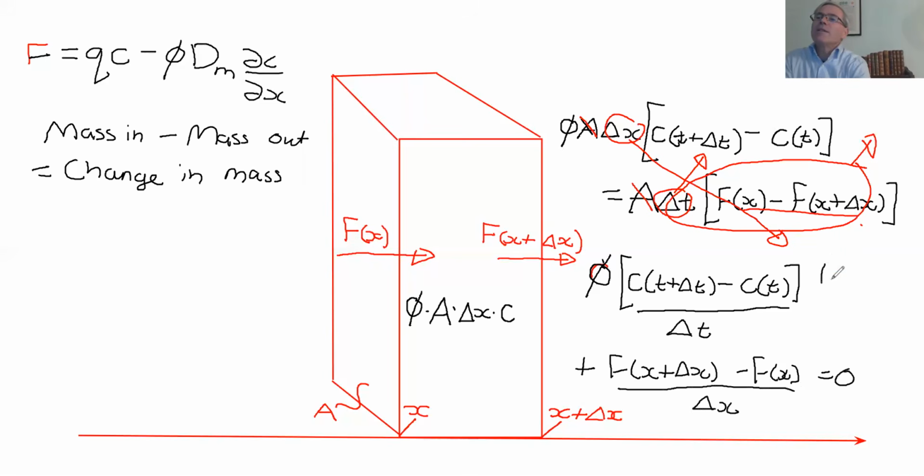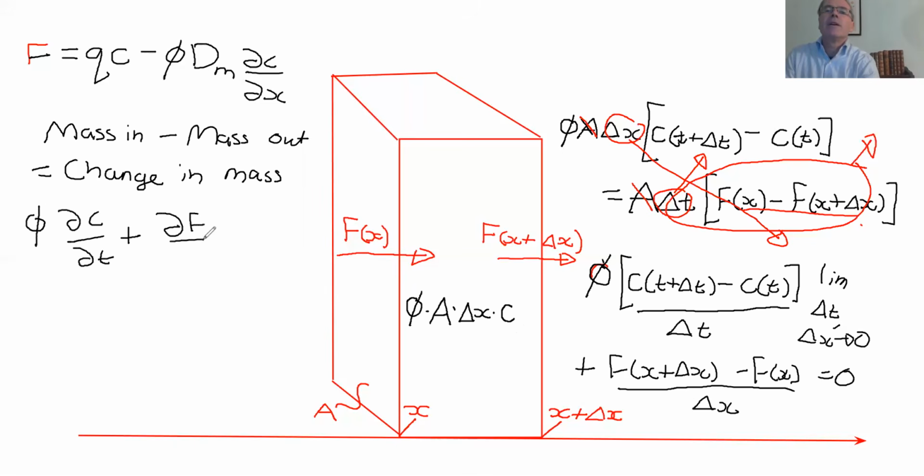And I'm going to take the limit of delta T and delta X going to 0. So it should be quite straightforward. C of T plus delta T minus C of T divided by delta T, in the limit that delta T goes to 0, is dc dt, and this is df dx. Okay, so hopefully that's straightforward. So over here, I can actually write the equation. Okay, so it's phi dc by dt plus df by dx equals 0.